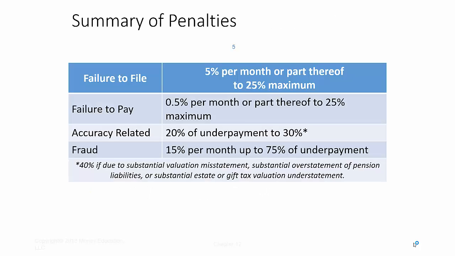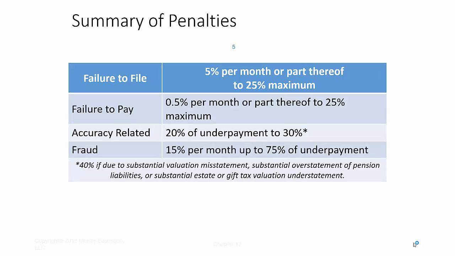So the penalties, what are they? All right, if you fail to pay, you will be assessed 0.5% per month or part thereof, up to a 25% maximum. Accuracy-related, if you have underpayments, it's 20% to 30%, or 40% if due to substantial valuation misstatements. And if it's fraud, it's 15% per month up to 75% of the underpayment. So these penalties are very strict, and they could really add up and they're going to accrue, and the government doesn't play when it comes to its money. So when you're dealing with taxes, you have to be extremely careful and understand the significant difference between tax avoidance and tax evasion.